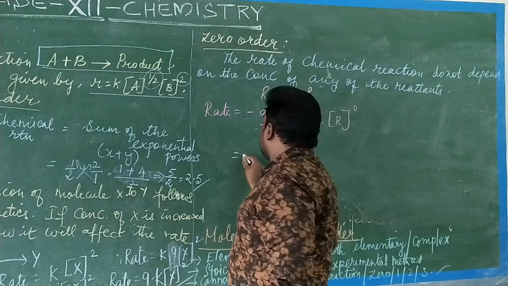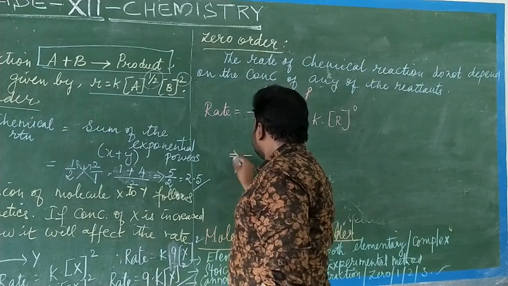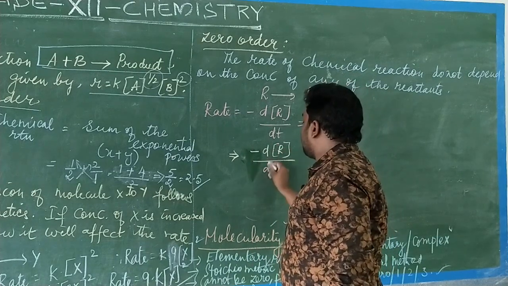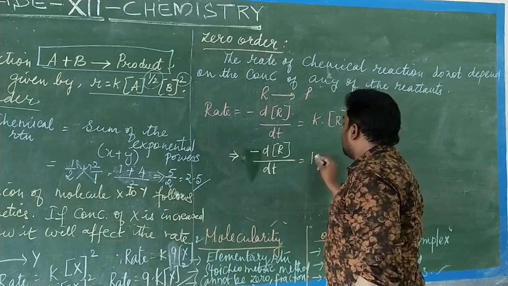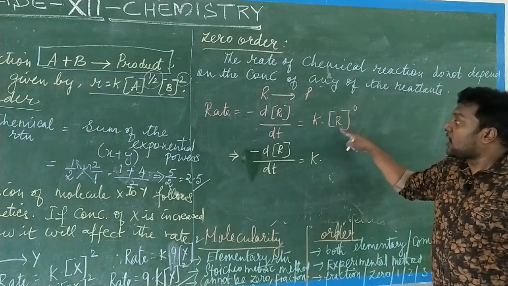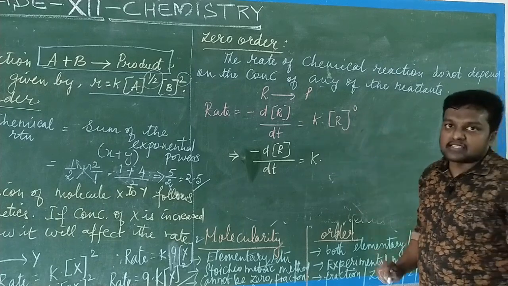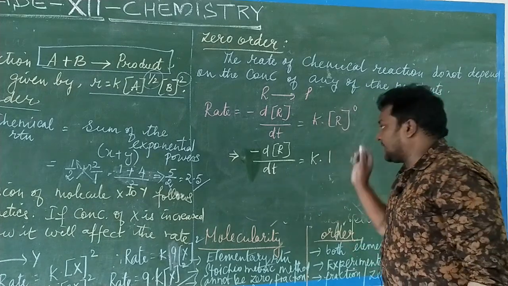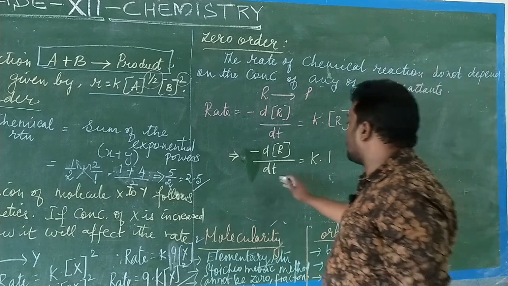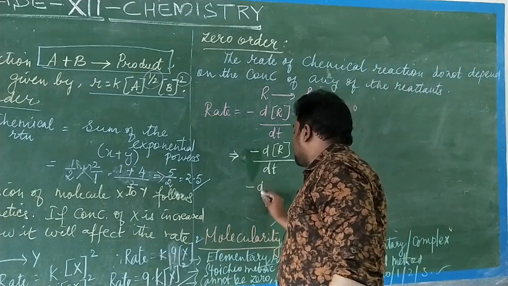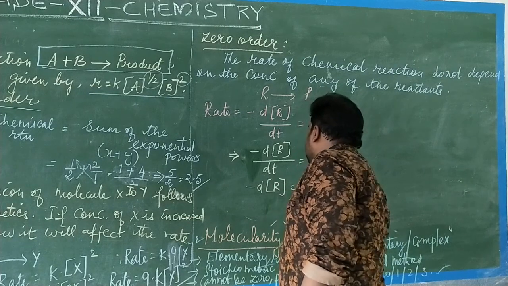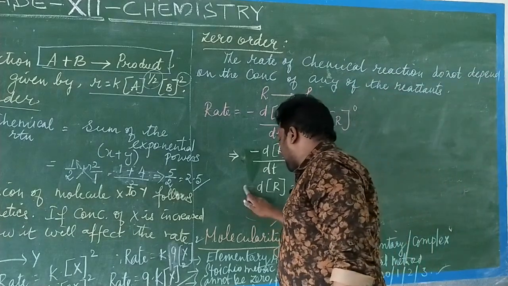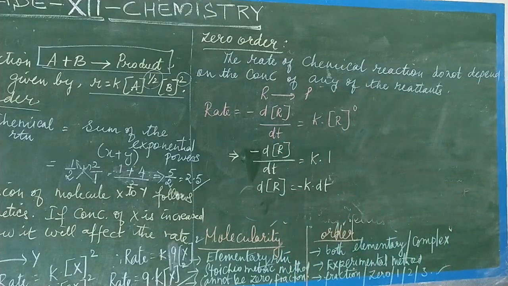Next step, minus d into concentration of R divided by dt is equal to K into concentration to the power 0, which will be equal to 1. Anything raised to the power 0 is 1, so we write K into 1. Now on cross multiplication we get minus d into concentration of R equal to K into dt. Since we don't need the minus sign on this side, I am placing it here: minus K into dt.